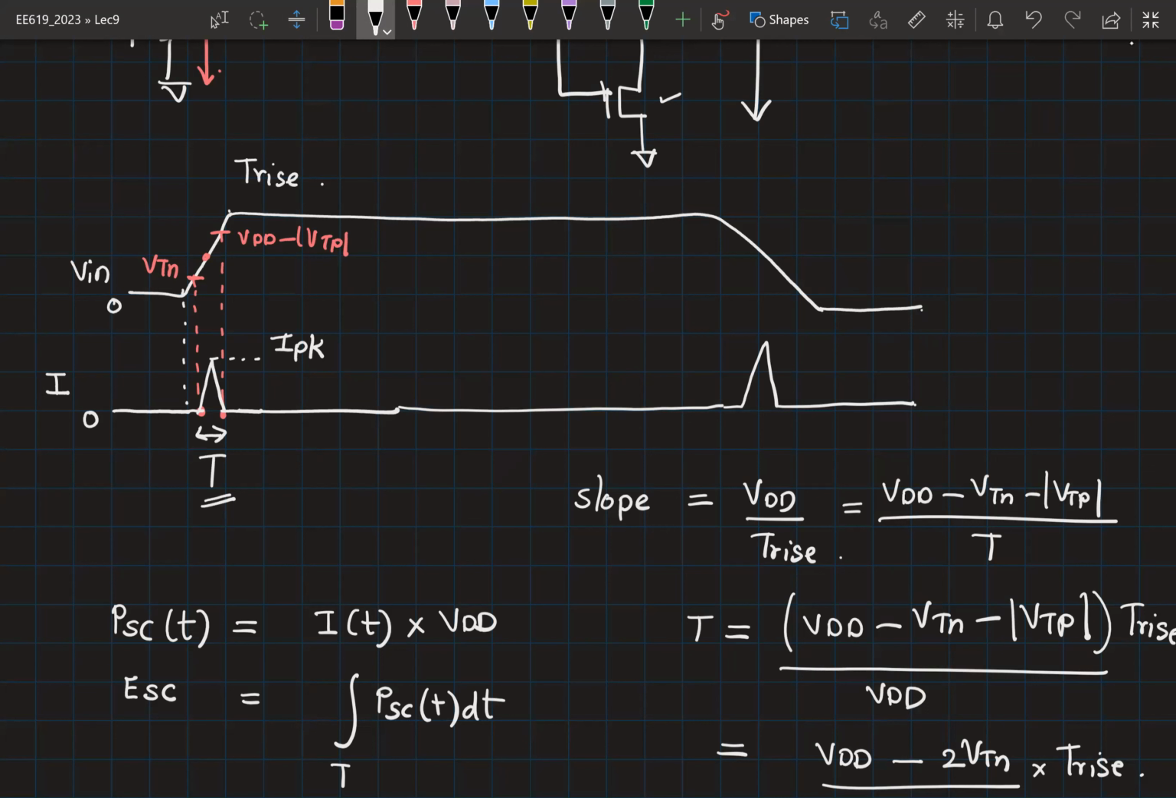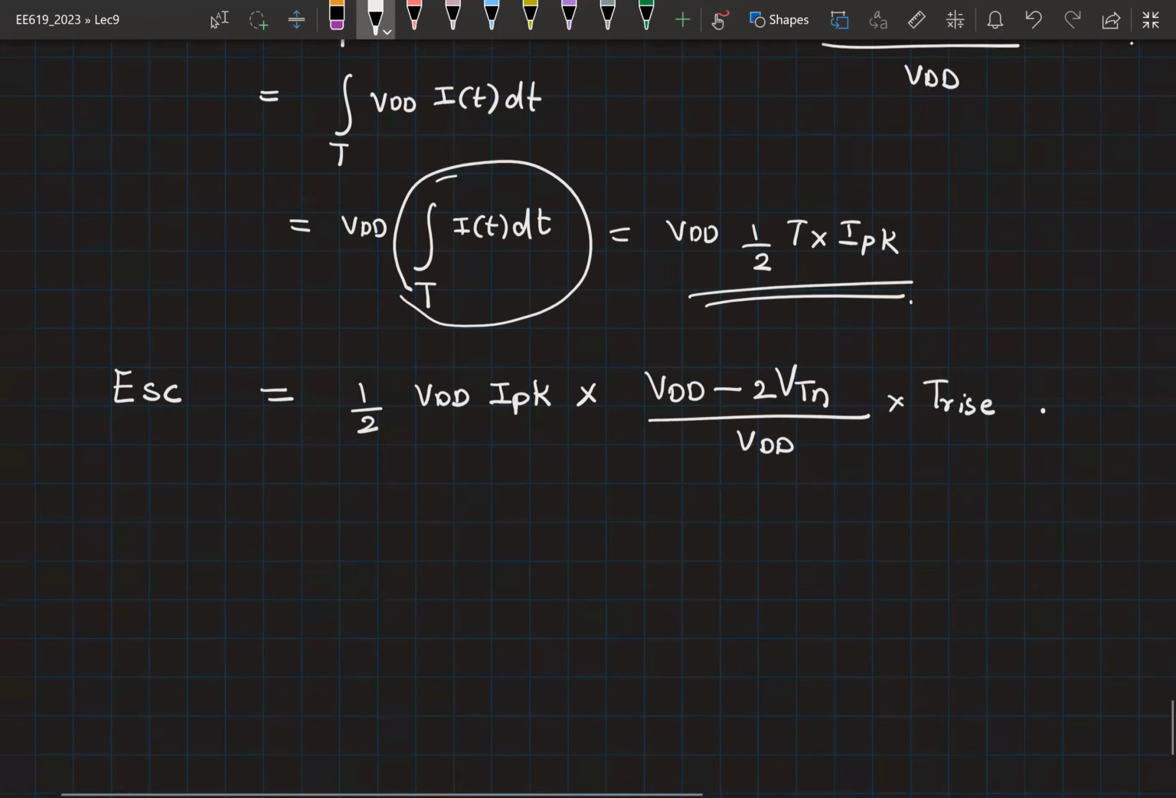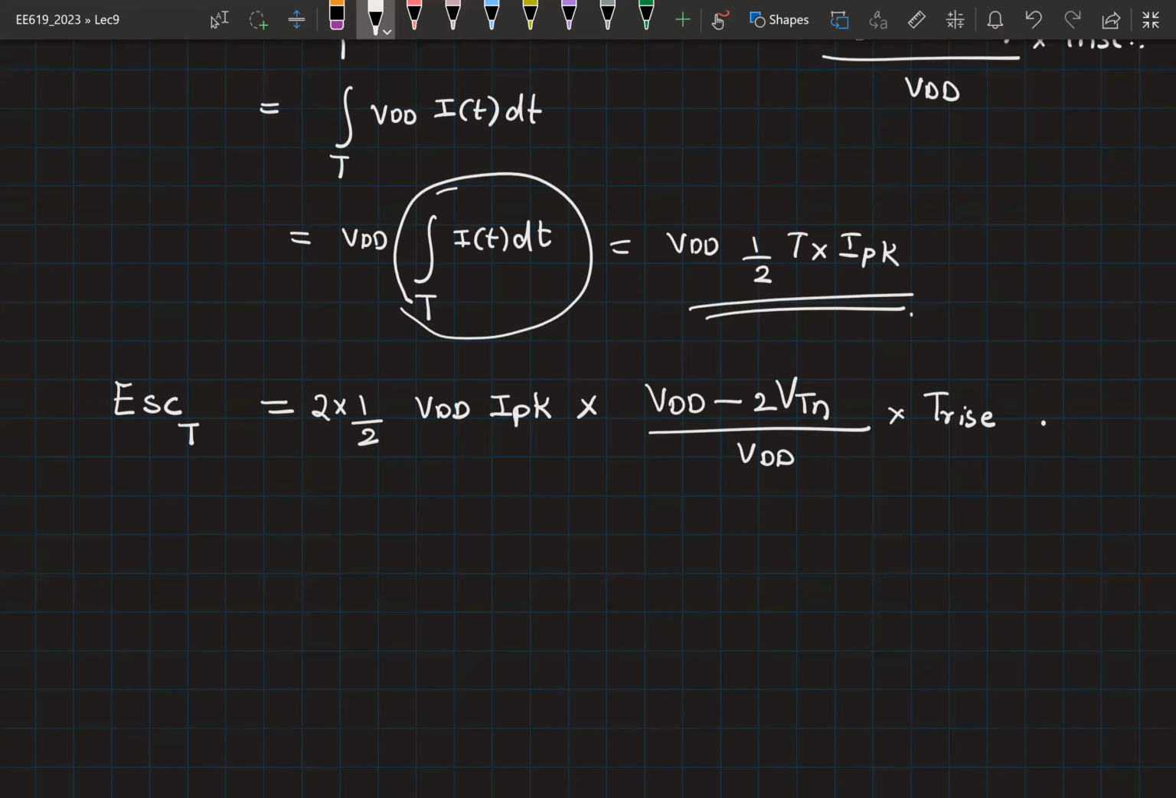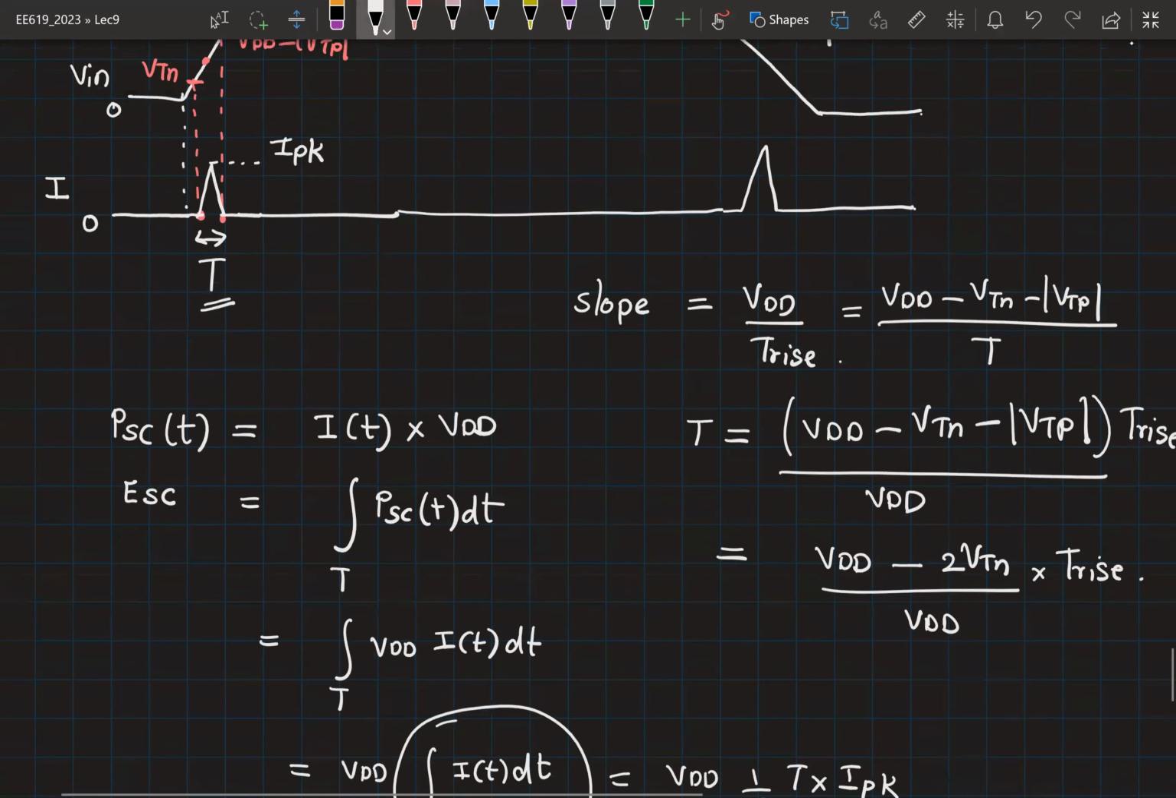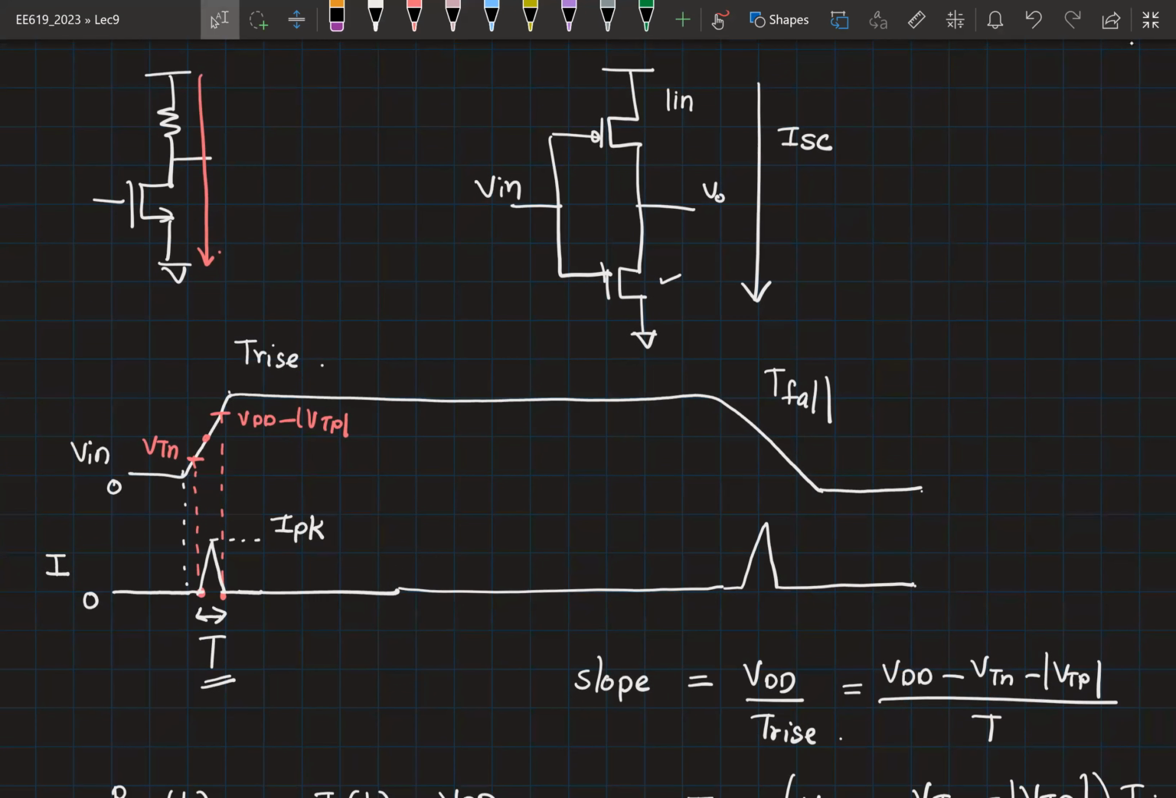So for now, we will assume that both the T rise and T fall are equal. Therefore, for calculating the energy consumed in one period, I simply need to double this value. So the total energy consumed in one period is twice of this. So we can simplify. We can also cancel off this VDD. So you will get an expression like this. What do we mean by one period? So your input is basically switching, right? So one period of the input. For now, you can assume that your input is a clock. We will come to the probability of input switching in a little while. So if I assume that the input is a clock, at every transition, you will have a short circuit current.